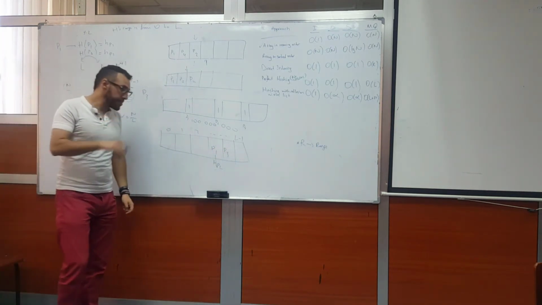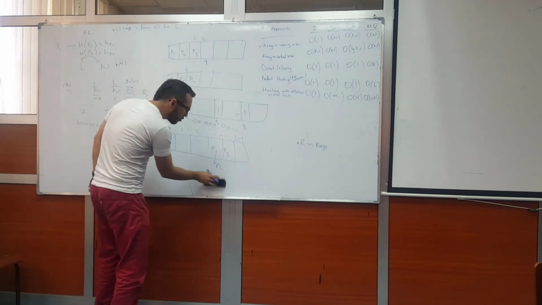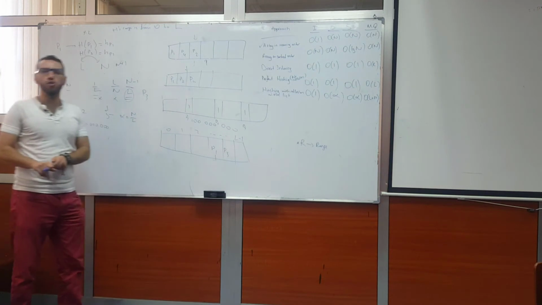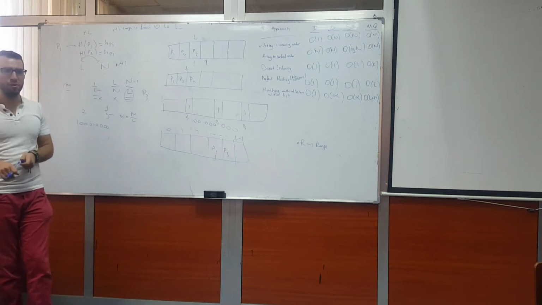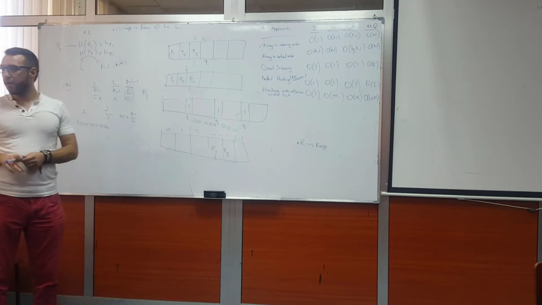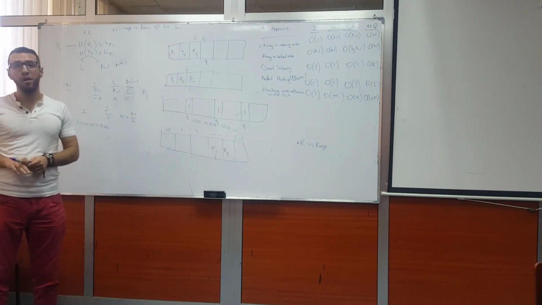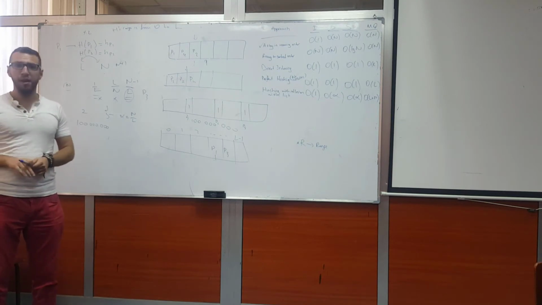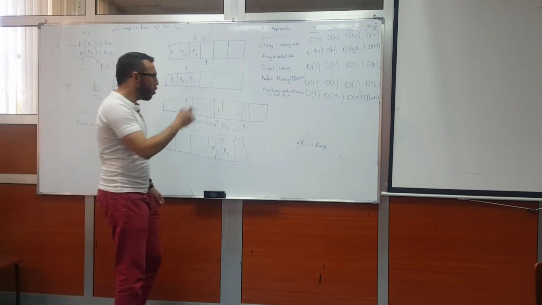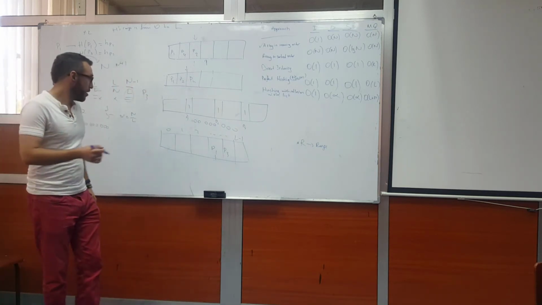So, let's think about it. If I handle conflict resolution this way, what would be my insertion cost? O(n)? We are not talking about the worst case. O of alpha, I think.